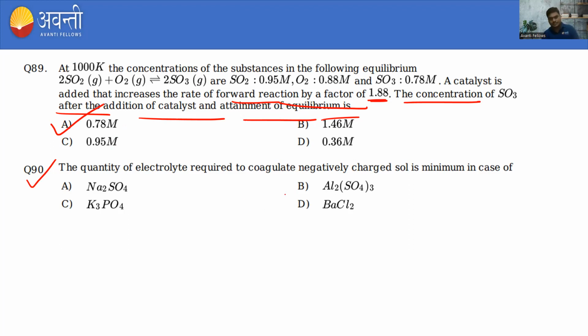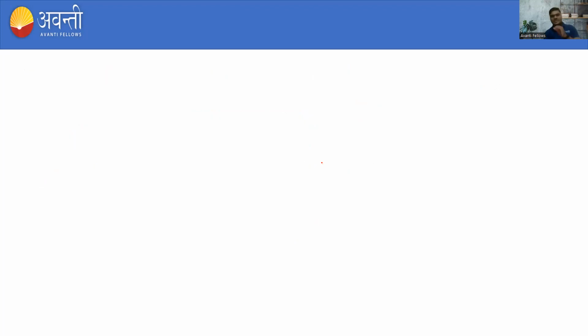So we know that for the negatively charged sol, in case of Al having plus 3 charge, Ba having plus 2, and the others having plus 1 and plus 1. So which has the highest positive charge? That is aluminum. That's why option B is absolutely correct. The higher the positive charge, the more easily it coagulates the negative sol, and vice versa.